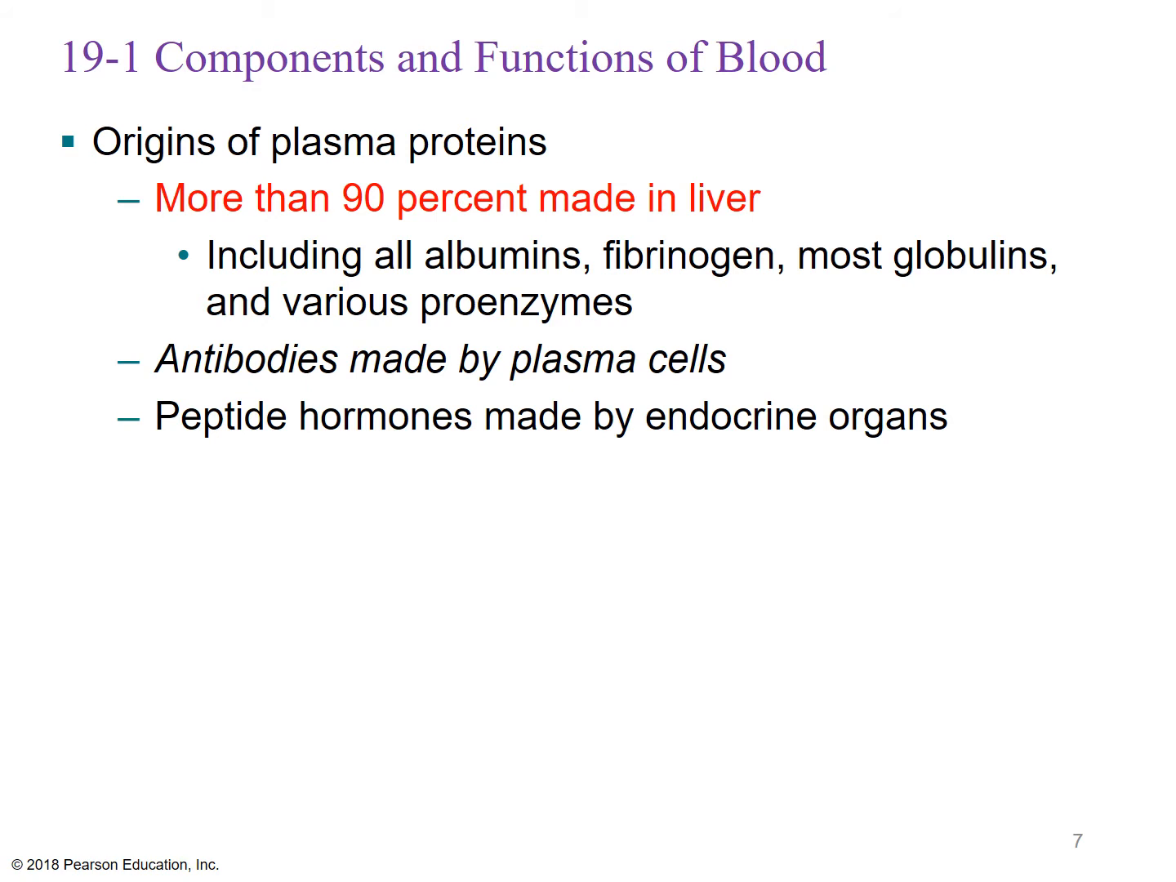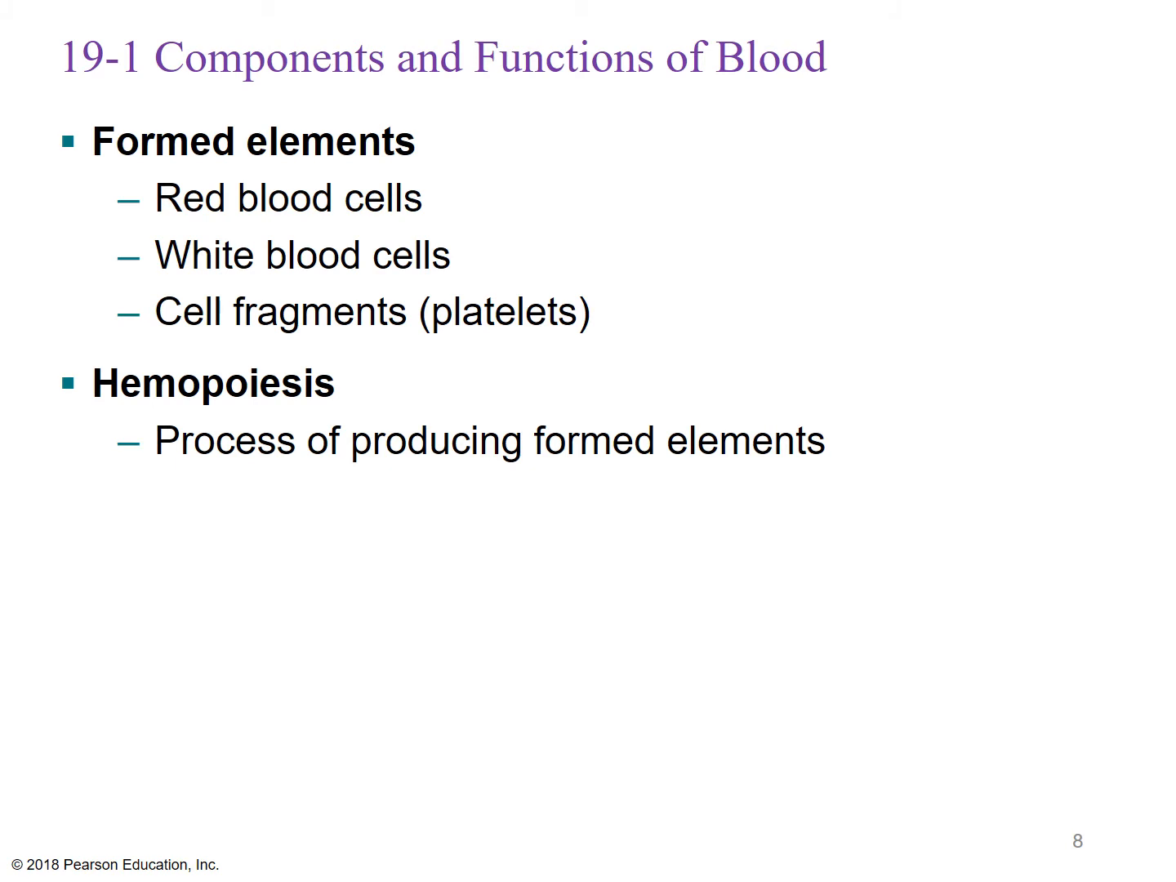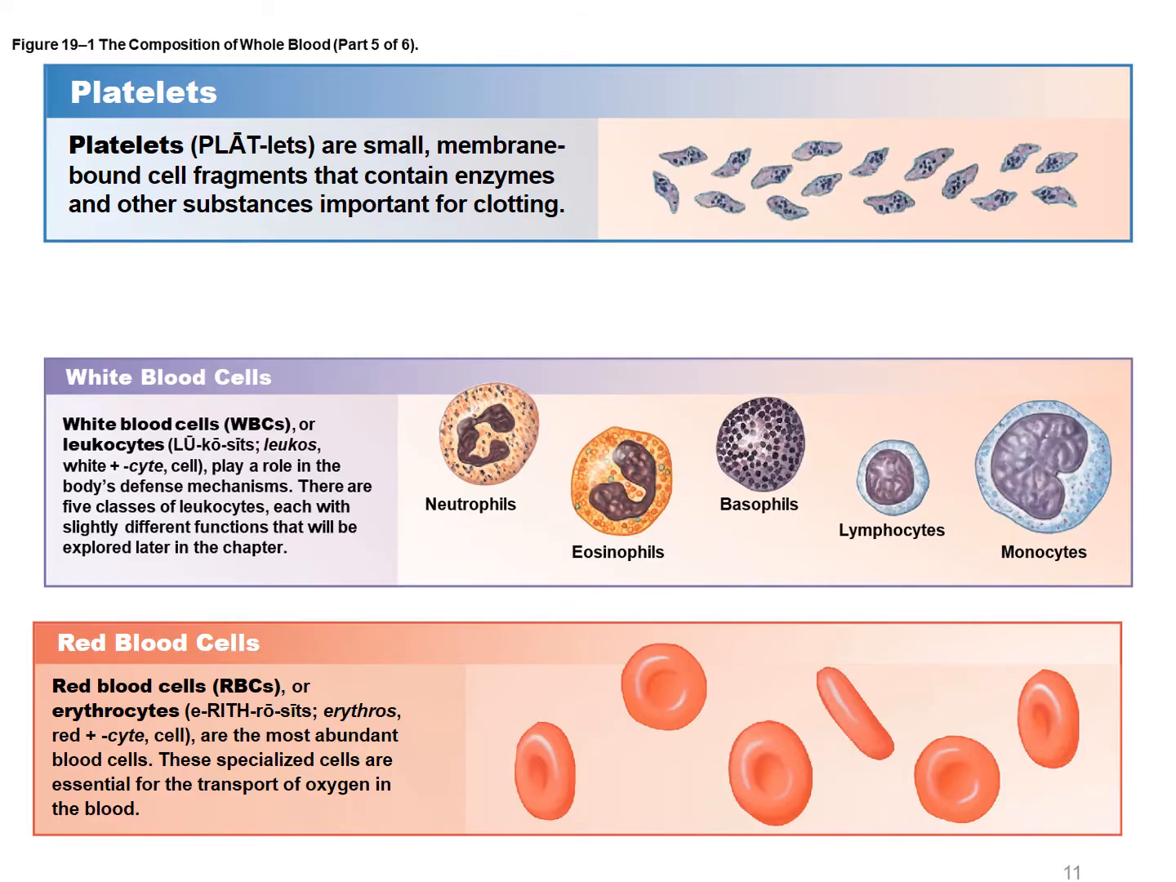Antibodies will be made by plasma cells, and then you have peptide hormones that are made by endocrine organs. Again, our formed elements include the RBCs, WBCs, and the platelets. Platelets are not actually whole cells themselves, they are just cell fragments. You will see that later on in a little picture. And remember that word hemopoiesis or hematopoiesis is the process of producing those formed elements.